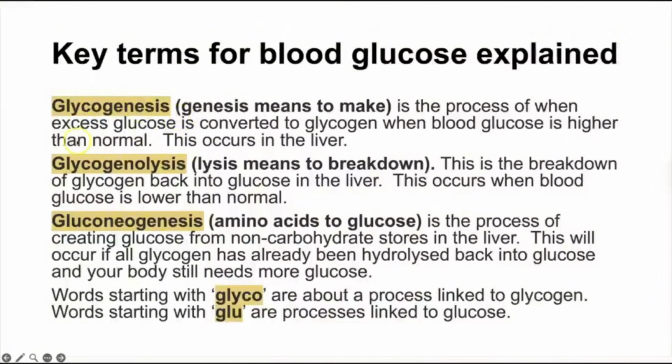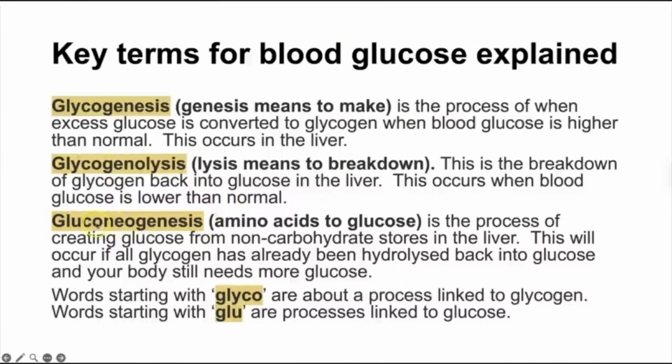It's the process when excess glucose is converted into glycogen. And that happens in the liver quite a lot and muscle cells. Glycogenolysis, so glycogen lysis, is the hydrolysis of glycogen into glucose.